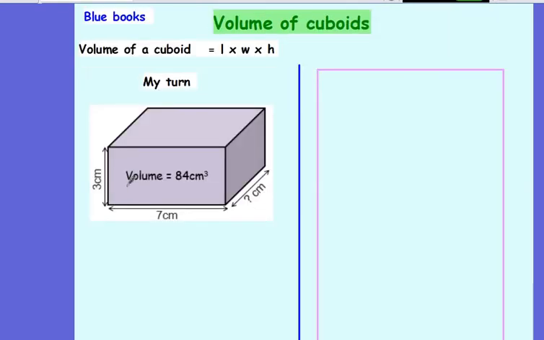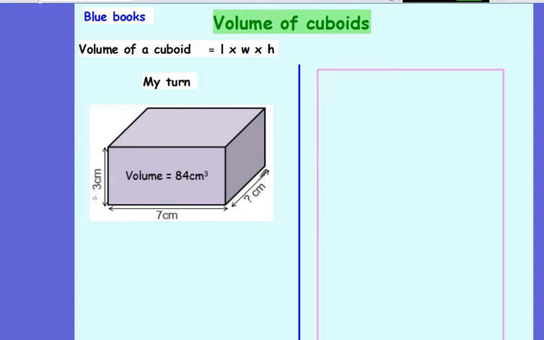Right, I am confident we can work forwards, but can we work backwards? In your dark blue books, you can carry on from where we are. Please write the title Volume of Cuboids. And then I'm going to go through an example, and then you're going to do an example.